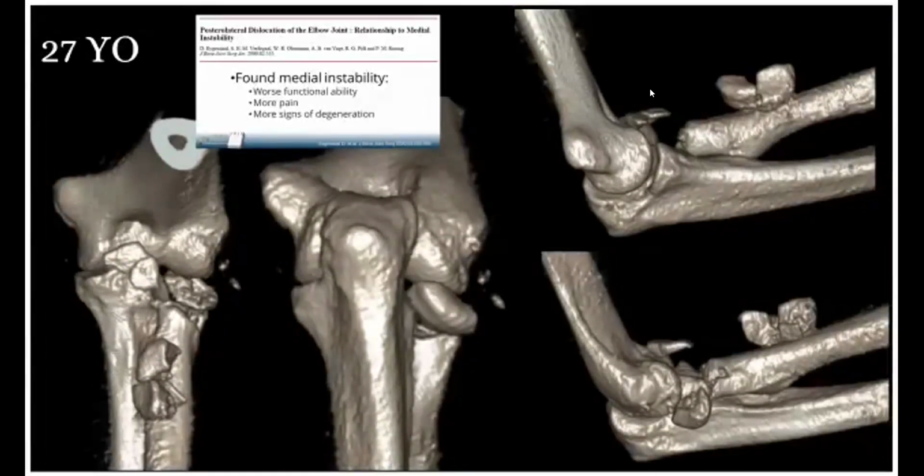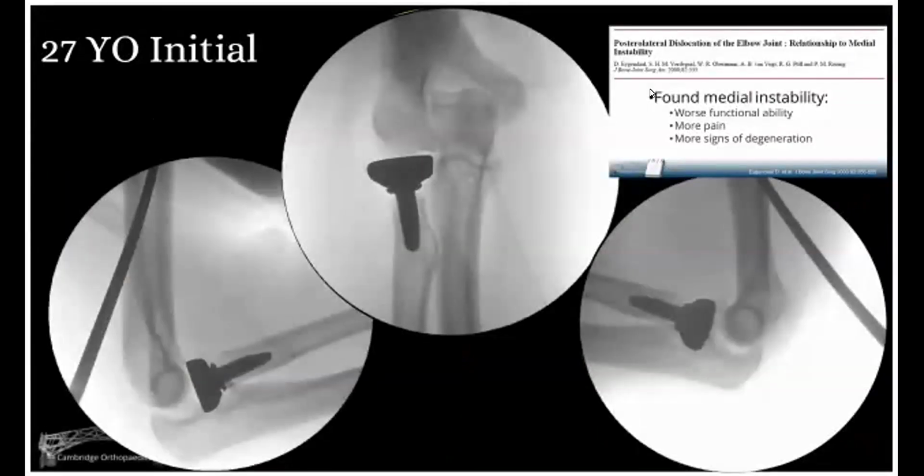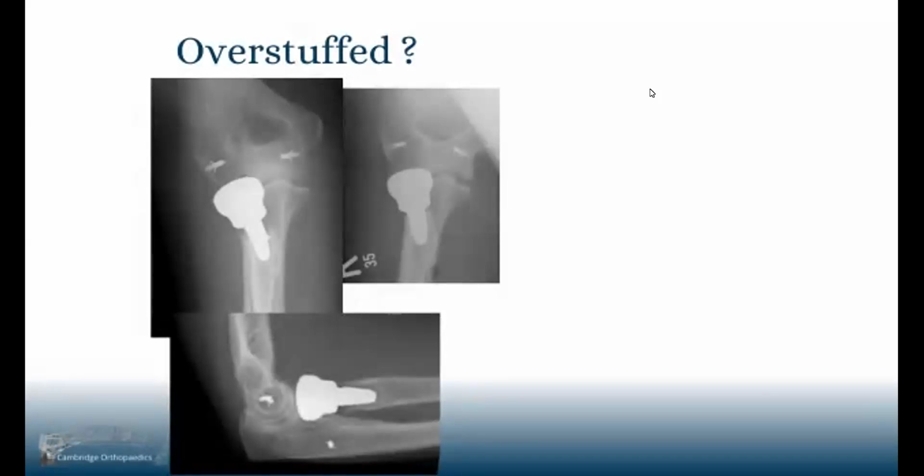And I would suggest it's that soft tissue injury is the reason why the elbow was stiff at 2 months and not the radial head's fault. Denise Eygendaal showed us the significance of the medial injury leading to more stiffness and more pain. When we look at the initial radiographs, we see, for me, what would be a good radial head in terms of height and diameter. Is this radial head overstuffed?